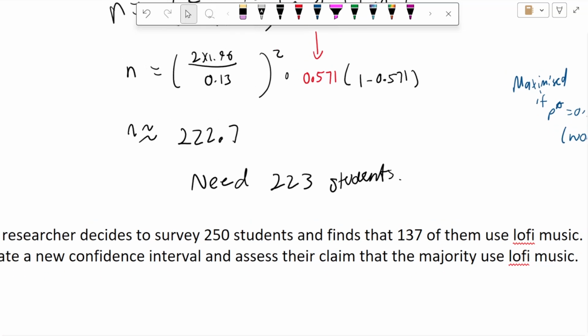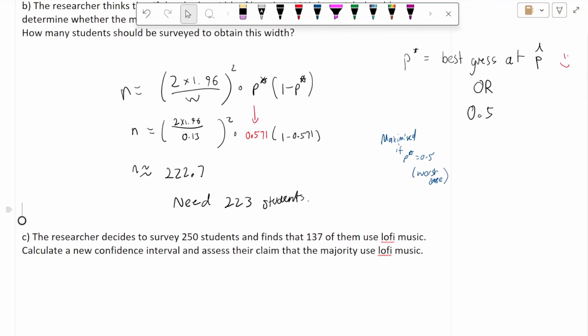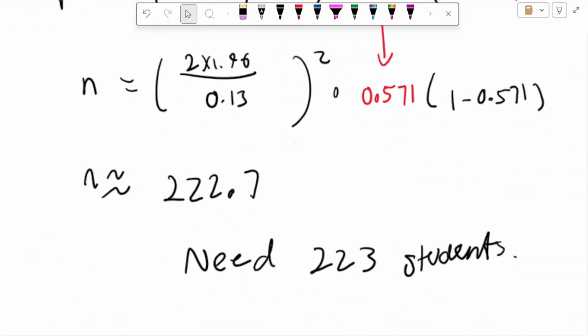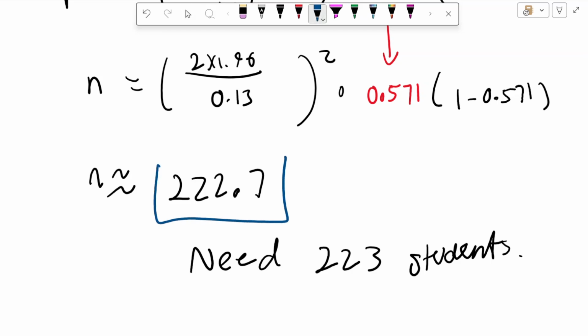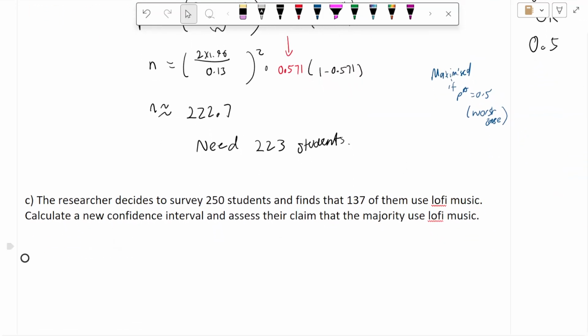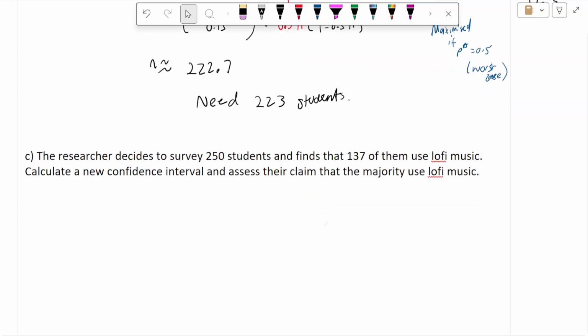Okay, the reason you round up is if you round down, your confidence interval will be a little bit too wide. If you had 222.7, first of all, that's impossible, but this would give you exactly a width of 13%. And you just round up to make sure that width is less than 13%. Okay, the researcher actually just surveys 250 students, so a lot more than what they needed, and finds that 137 of them listen to lo-fi.